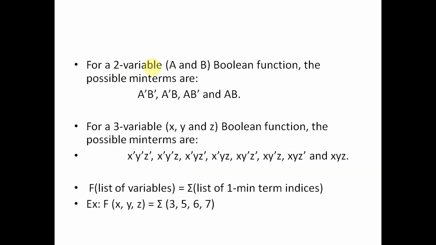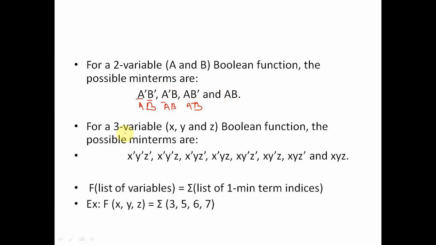Now for two variables, here I am using two variables A and B. So how many min terms are possible here? Two variables means four combinations are present. First min term is A bar B bar. Second min term is A bar B. Third is A B bar, and the last min term is AB.